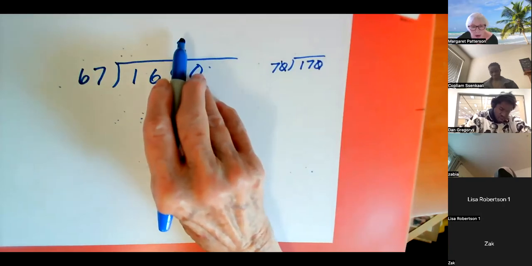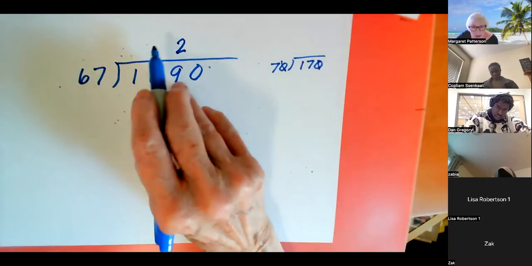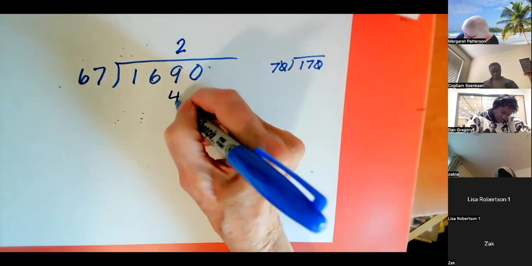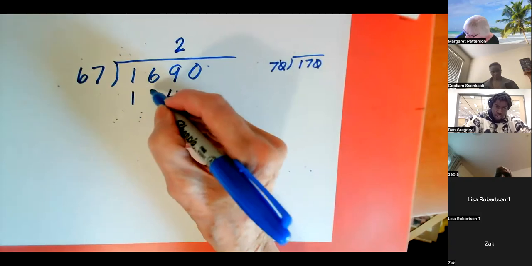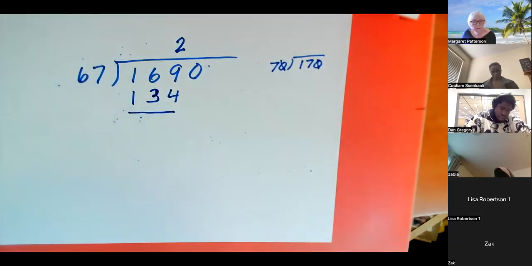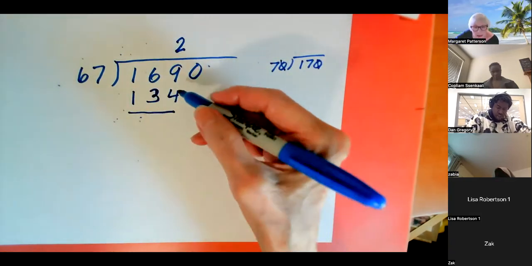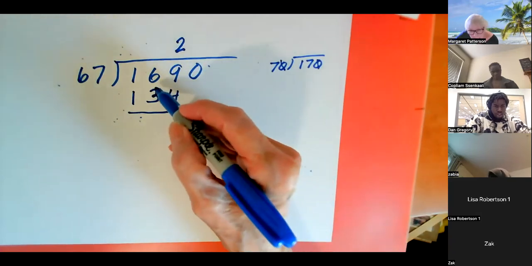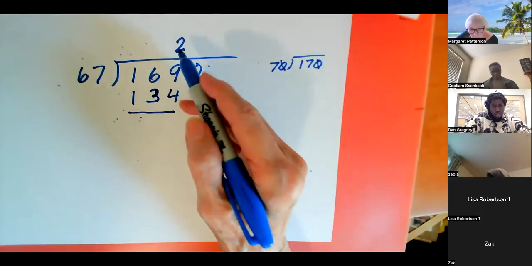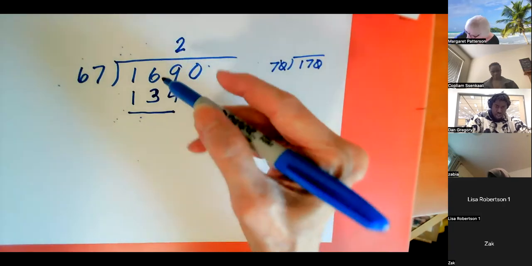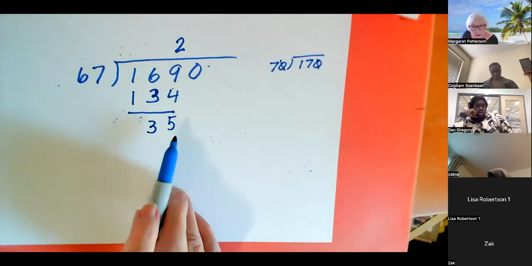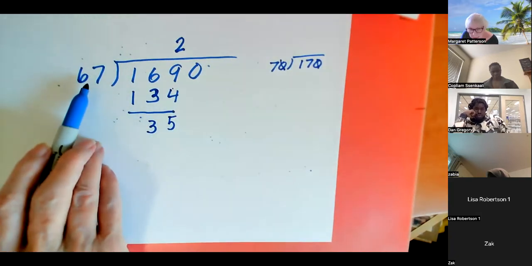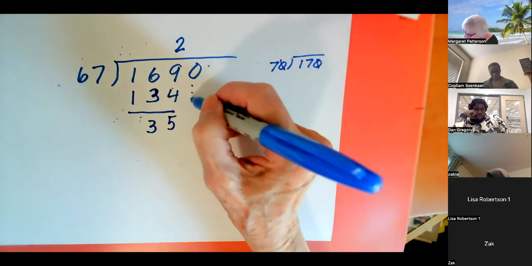Now we have to do a proper multiplication. 2 times 67: 2 times 7 is 14, carry a 1. 2 times 6 is 12, and 1 is 13. 134. Remember, the next step was subtract. This number has to be smaller than that, or you made a wrong choice here. Let's subtract. 9 take away 4 is 5, and this is 3. You've made the right choice if this number is smaller than that. That's smaller than 67. Now what we want to do is bring down.